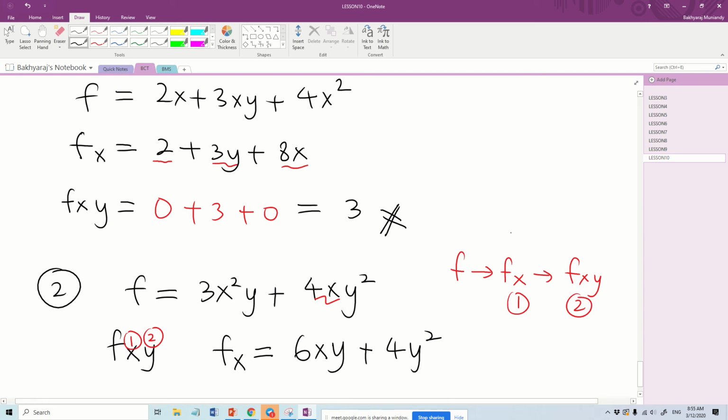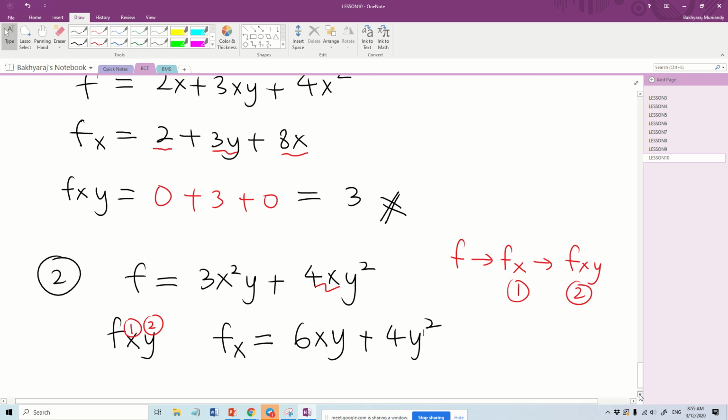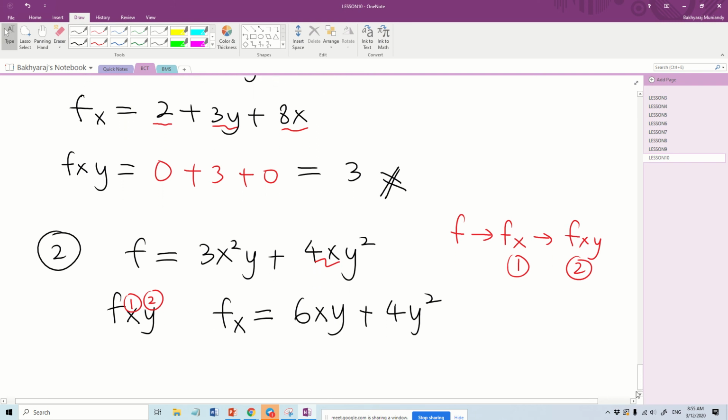So you get this. Now you want to differentiate with respect to what? Yes, correct. You need to differentiate with respect to y. So you put fxy. Now you see only the y. You got y here, you got y here. So you need to differentiate. Differentiate y, you get what? 6x, because y becomes 1. So you get 6x plus 8y. So this is our answer.